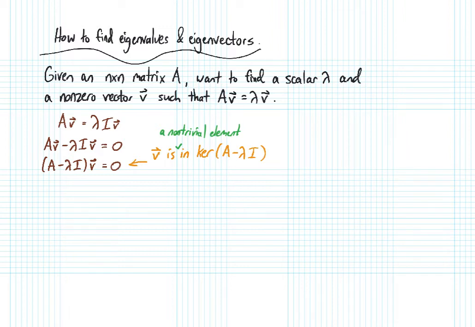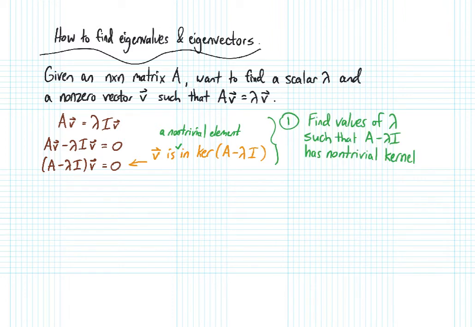And so this allows us to break the problem up into two parts. The first step is to find values of lambda such that A minus lambda I has a non-trivial kernel. And then the second step is for each such lambda, we need to find vectors in the kernel. And the cool thing is, you already know how to do these steps. You might not feel like it yet, but you do. For step 1, the key observation is because we're dealing with square matrices, we can compute the determinant.